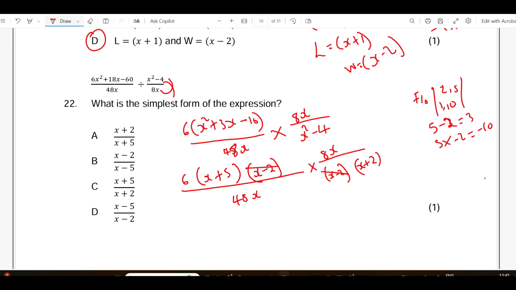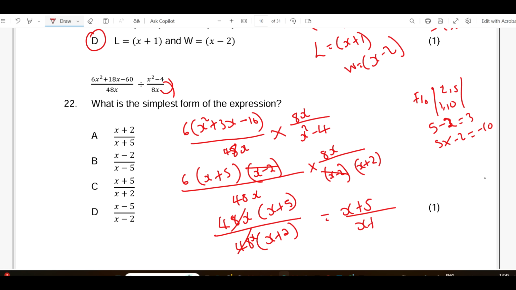And 6 times 8 is going to be 48. 48x, x plus 5. And then now we have 48x here multiplied by this one, x plus 2. This one and this one and this one will cancel, and I'll be left with x plus 5 divided by x plus 2. The correct answer is C.